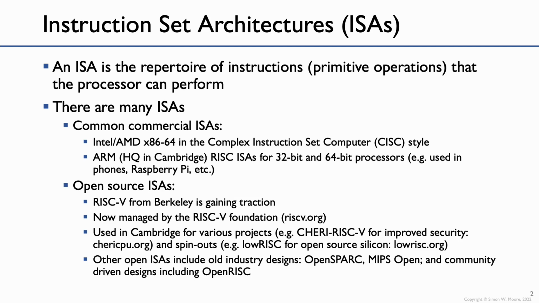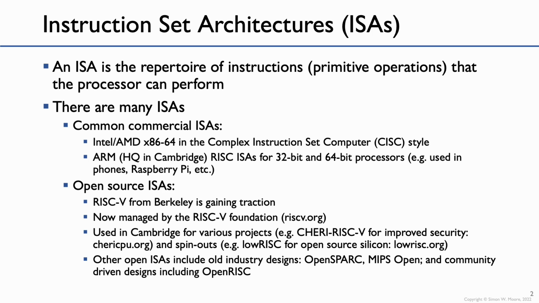And then there are open source instruction set architectures, and the one that we're going to focus on is RISC-V, which originally came out of Berkeley in the US and is gaining quite a lot of traction. It's now managed by the RISC-V Foundation. And we're using it in Cambridge for a number of projects, including CHERI RISC-V, which adds security improvements, and spin-outs like lowRISC, which produces open source silicon.